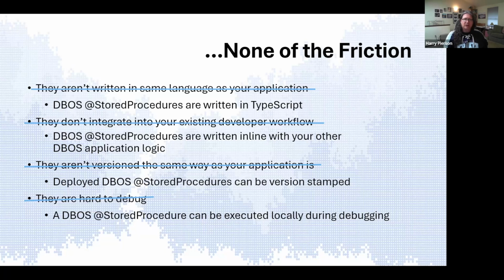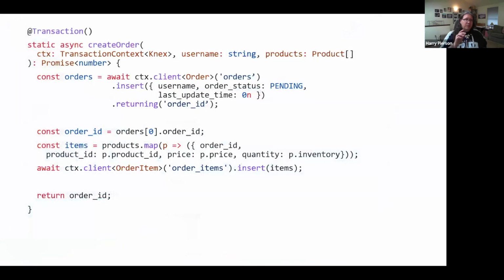Let's see what this looks like. So this is the TypeScript code from the create order function that we looked at earlier. I realize not everybody on this call is an expert in using DBOS, so I want to call out a couple of things about this code that are particular to the DBOS framework, the DBOS Transact framework.